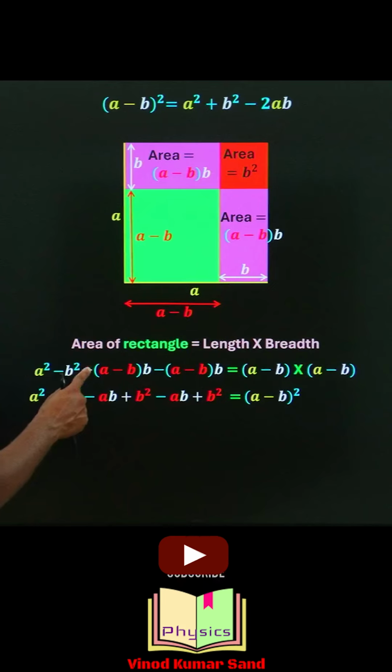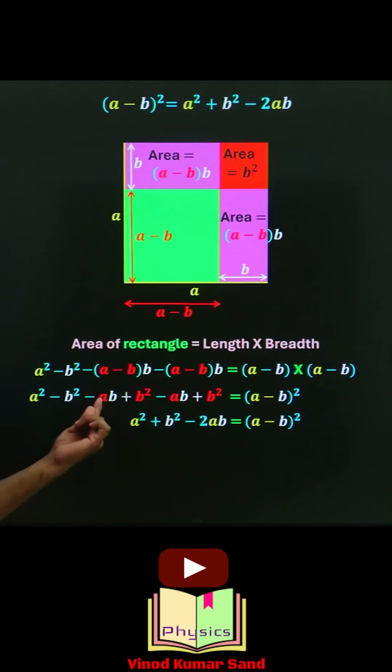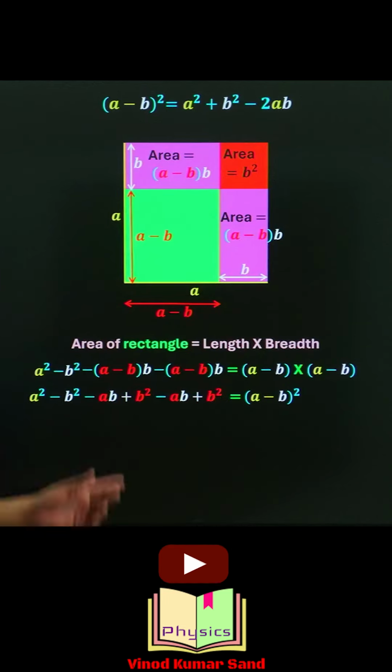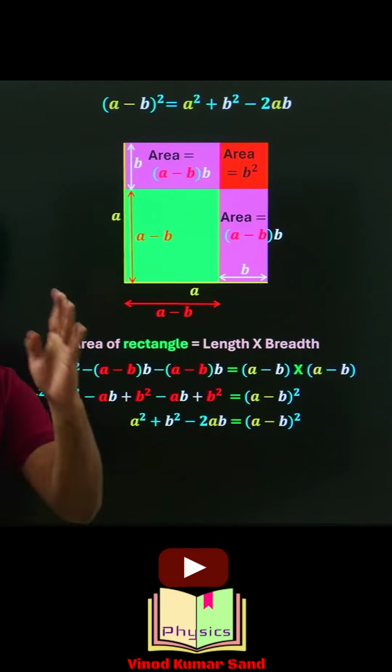Now we can cancel this B square and this B square. So the final result will be A square plus B square minus 2AB. This is how we get A square plus B square minus 2AB is equal to A minus B whole square.